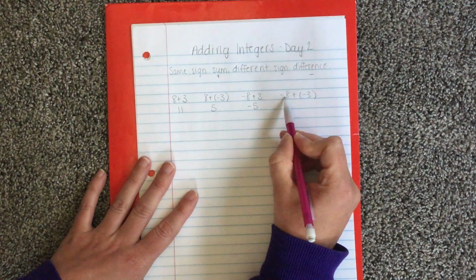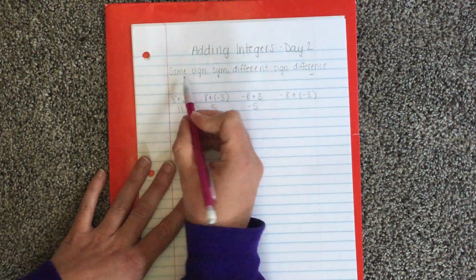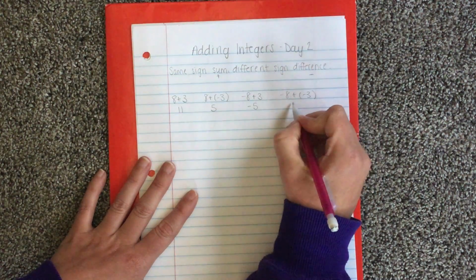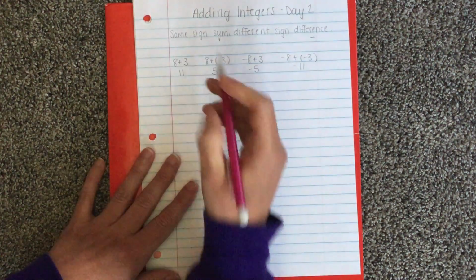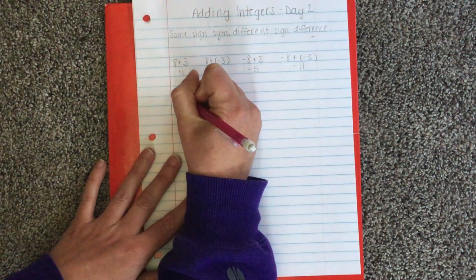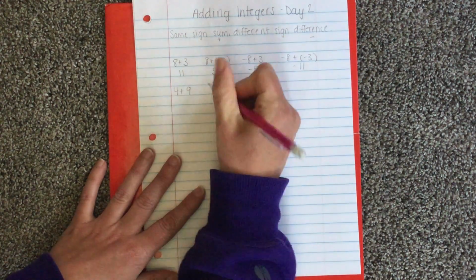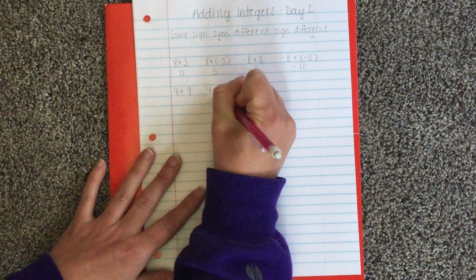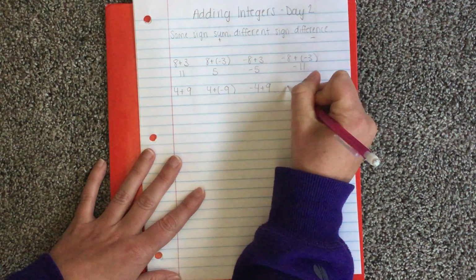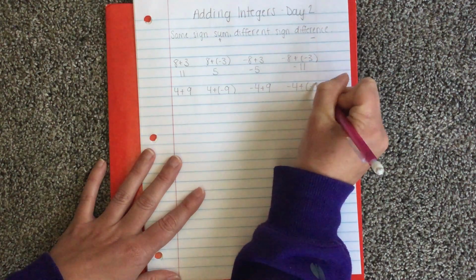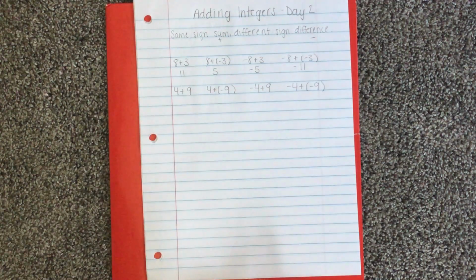Here, both numbers are negative. They have the same sign, so I'm adding. They're both negative, so my answer is negative. Let's try another round. 4 plus 9, 4 plus a negative 9, negative 4 plus 9, and negative 4 plus a negative 9. Push pause and try those now.